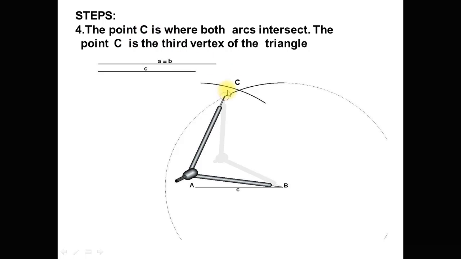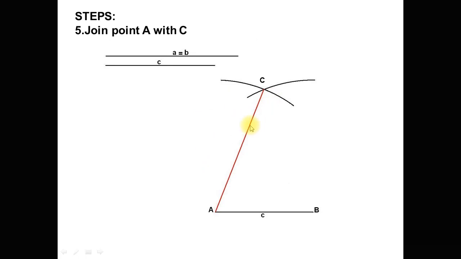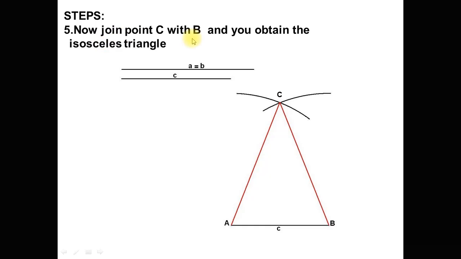Now this point C is where both arcs intersect. The point C is the third vertex of the isosceles triangle. So now join this point C to the point A and this point C to the point B, like you see here in this slide, and you obtain the isosceles triangle. This is the isosceles triangle.